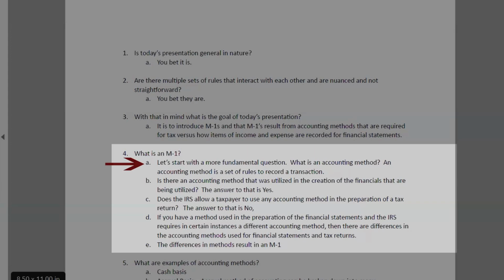Sam, what's number four say? Let's start with a more fundamental question. What is an accounting method? An accounting method is a set of rules to record a transaction. Is there an accounting method that was utilized in the creation of the financials that are being utilized? The answer to that is yes. Does the IRS allow a taxpayer to use any accounting method in the preparation of a tax return? The answer to that is no. If you have a method used in preparation of financial statements and the IRS requires in certain instances a different accounting method, then there are differences in the accounting methods used for financial statements and tax returns. The difference in methods results in an M1.